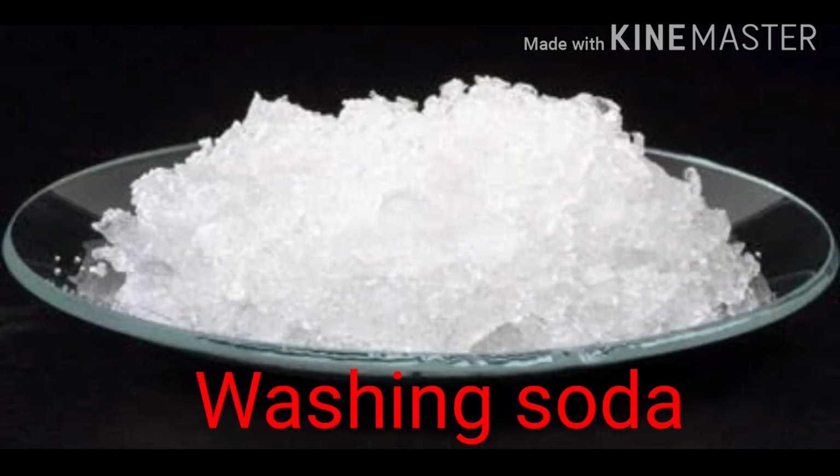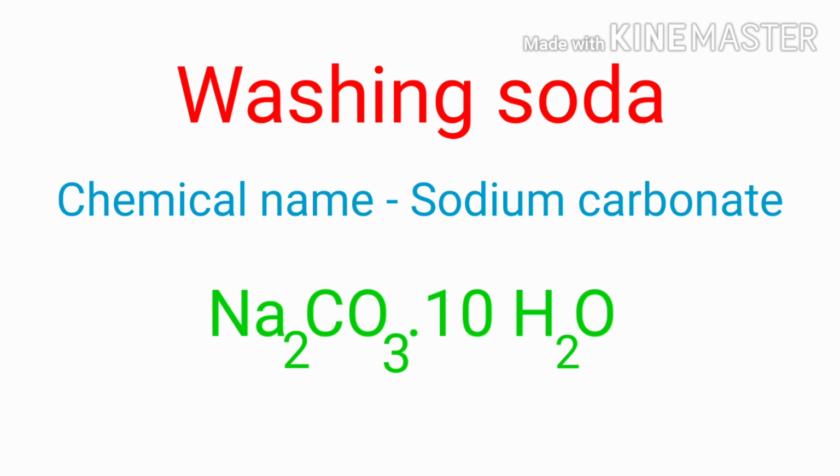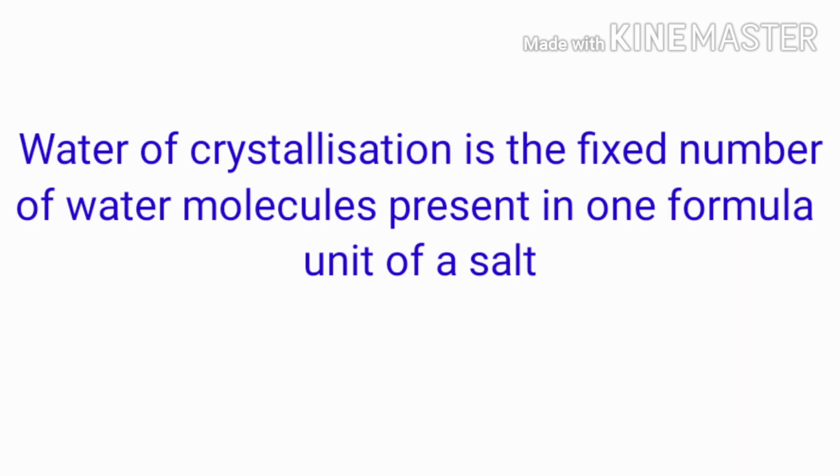Next chemical is washing soda. Its chemical name is sodium carbonate and it can be represented as Na2CO3.10H2O. In this formula, 10H2O indicates water of crystallization. Water of crystallization is the fixed number of water molecules present in one formula unit of a salt. Water of crystallization forms a part of the structure of a crystal. Such salts are also called hydrated salts. When such salts are heated strongly, they lose their water of crystallization. After that, when they are moistened again with water, they regain water of crystallization.